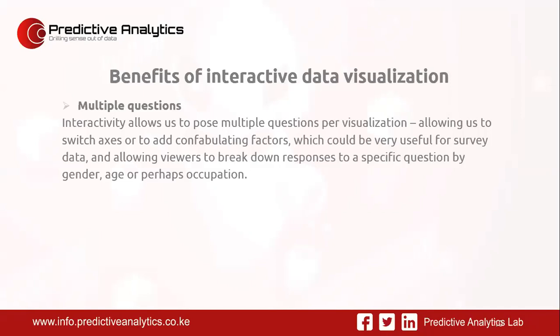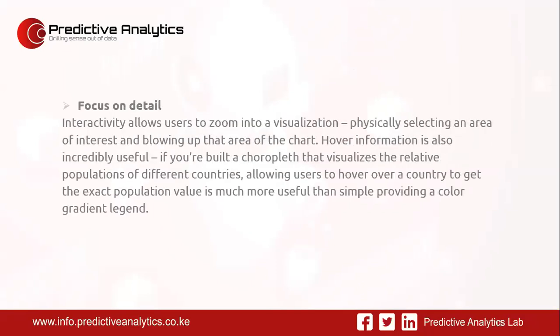Interactivity allows us to pose multiple questions per visual, allowing us to switch axes or add confounding factors, which could be very useful for survey data, and allowing users to break down responses to a specific question by gender, age, or perhaps occupation. So it helps us to ask multiple questions. Then you focus on detail.